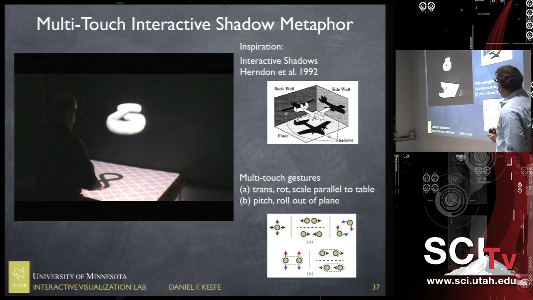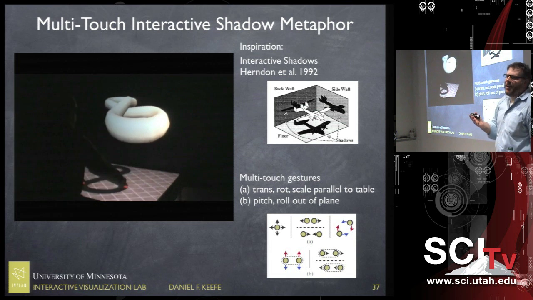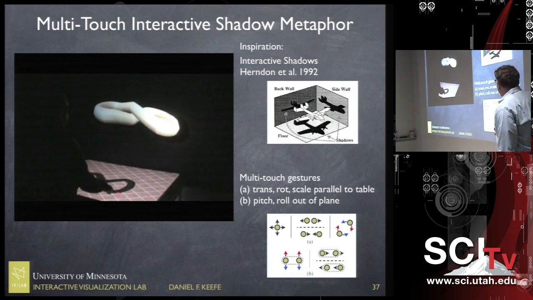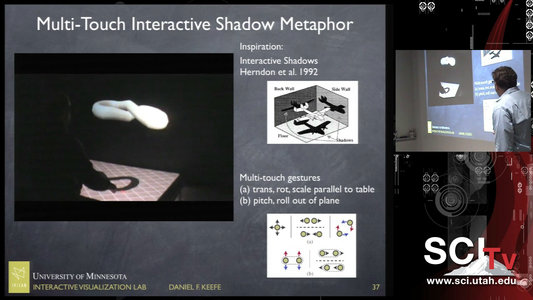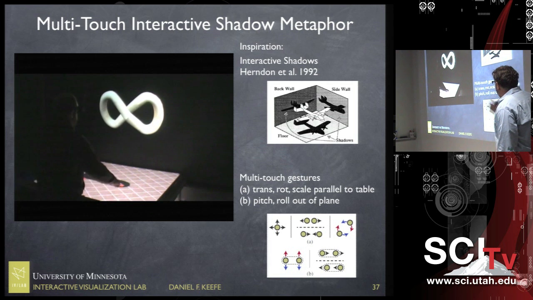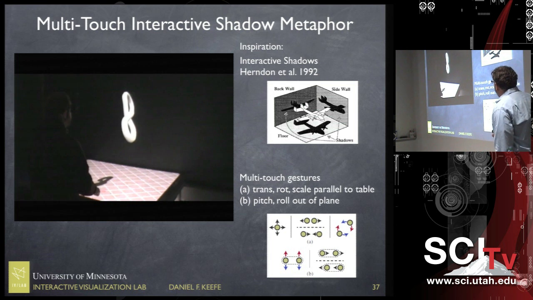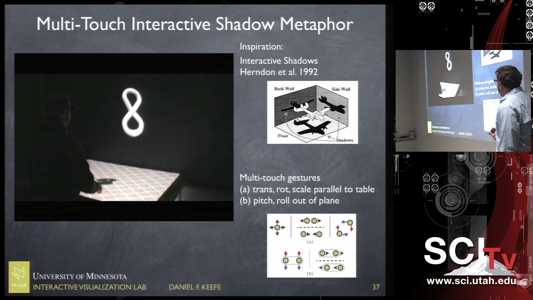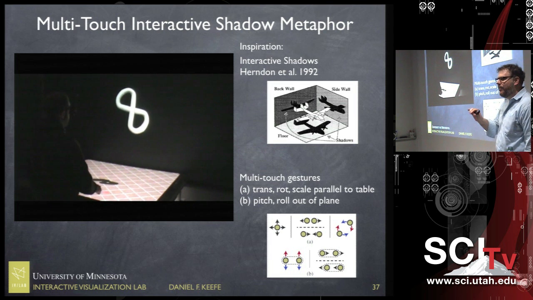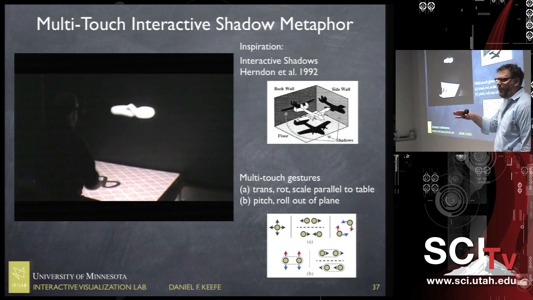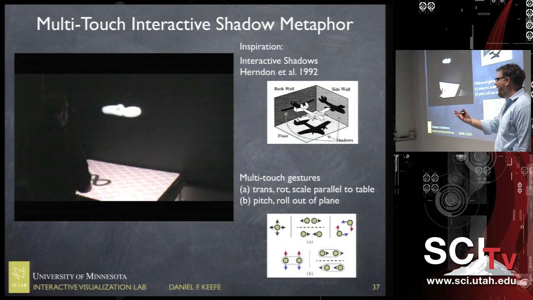So one thing we do with that is we use an interactive shadow. It turns out that if you look at the perceptual literature and human-computer interaction literature, there are many things which 2D controls can really help you do in a 3D task.